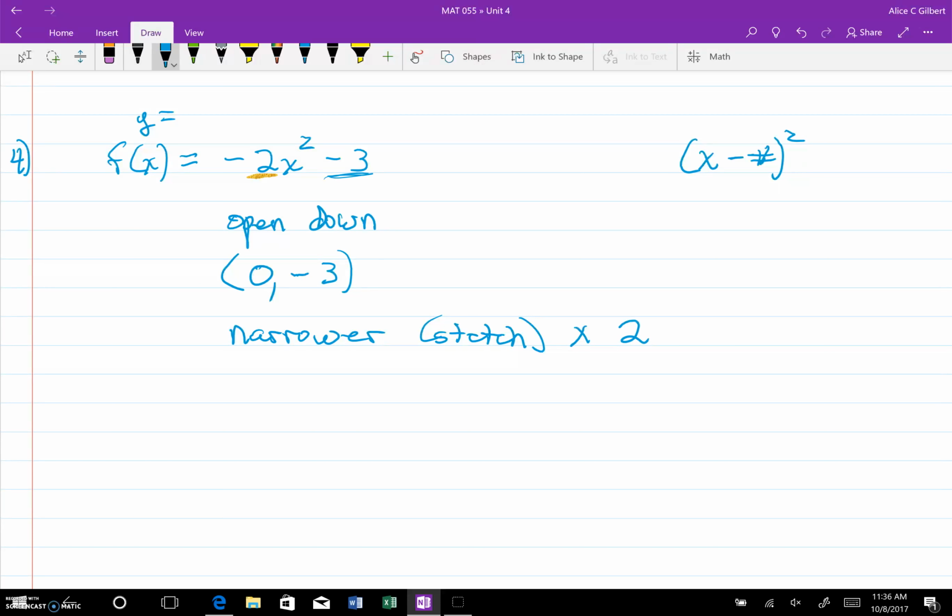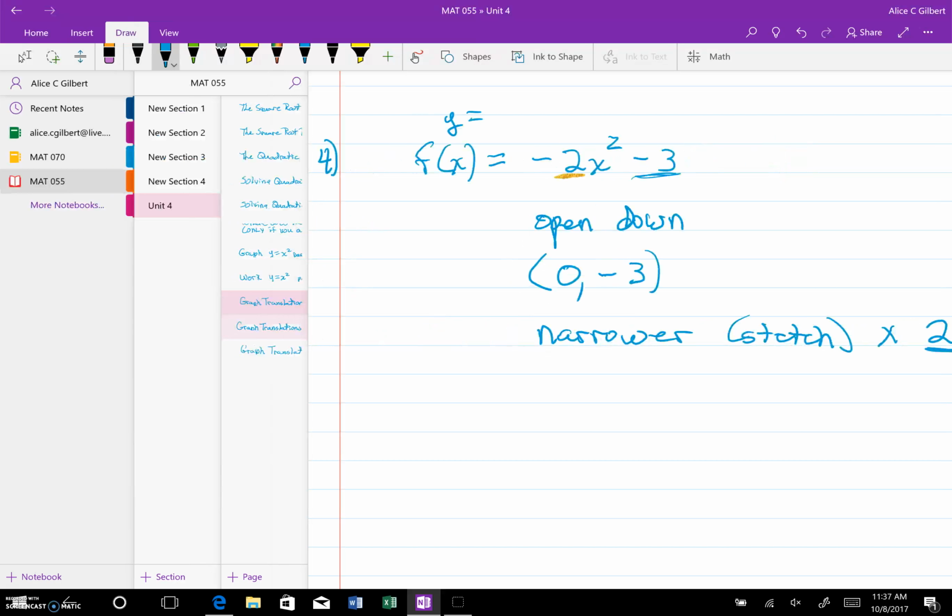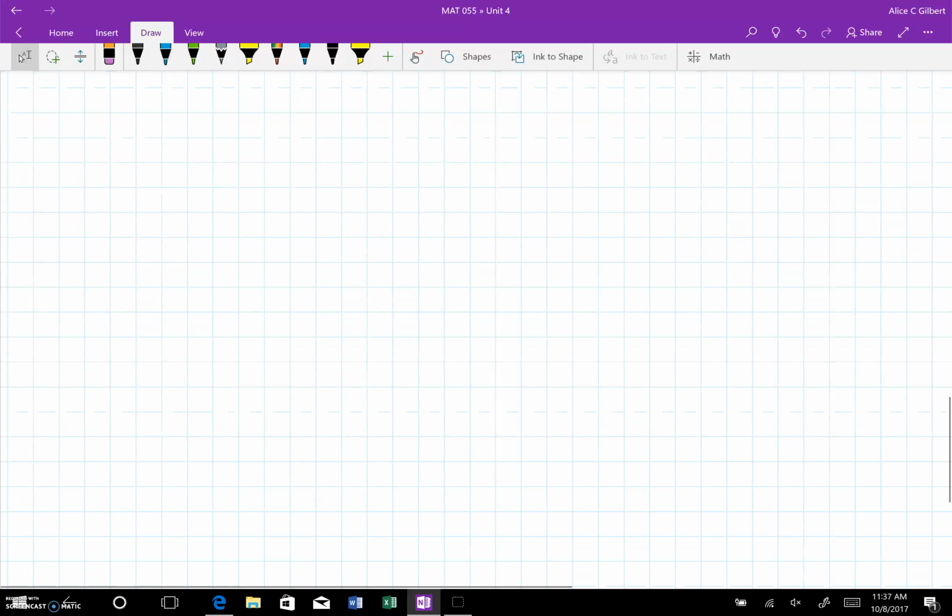In other words, for every y coordinate in my parent graph, I will multiply that y coordinate by 2. So I know it's going to open downward. It's got a vertex of 0, -3, and it's going to stretch by a factor of 2. So let's go graph this thing on our graph paper. So this is our 4th example.